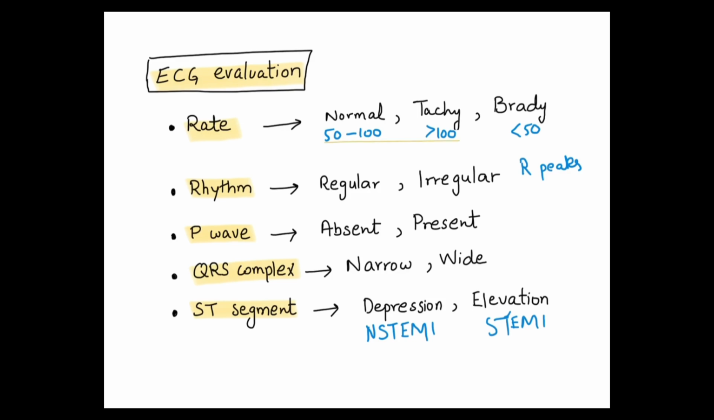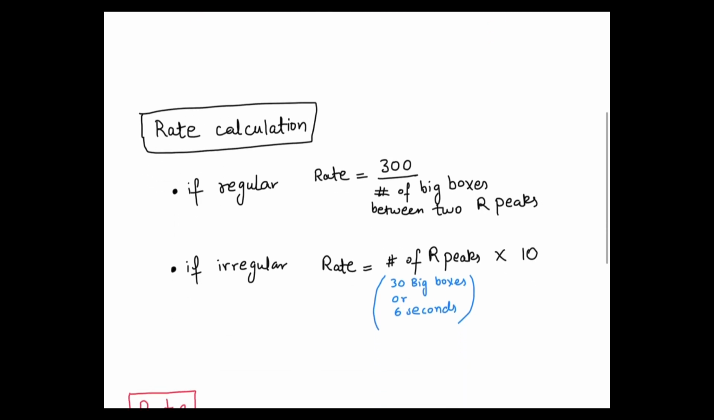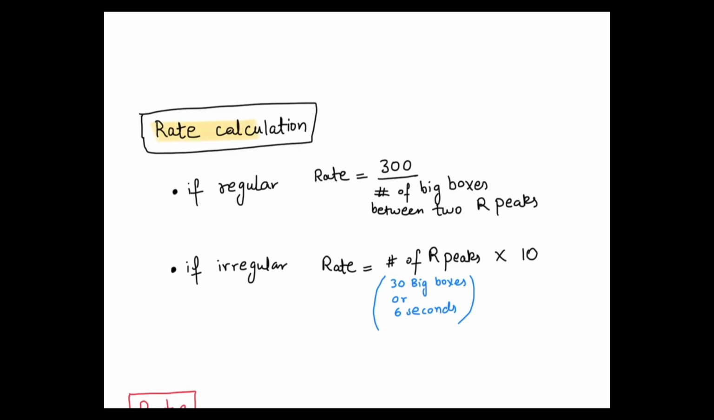So first of all, we will move towards rate calculation. So how are we going to calculate a rate? Let's see. The first thing that we will look for is the rate. For that we will see if the ECG is regular or irregular, because we have different formulas for different kinds of ECGs. These are basic too. For the regular one, the heart rate can be calculated by simply 300 divided by the number of big boxes between two R peaks.